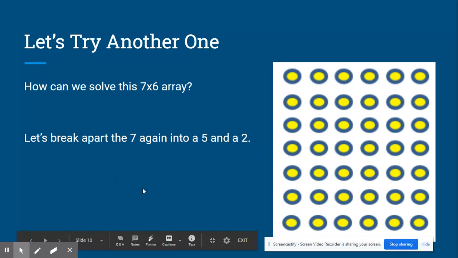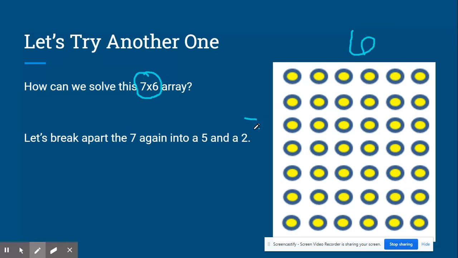Okay, so let's try another one. So we are now doing a 7 by 6 array. And just like we have been doing, you are breaking up that 7 into a 5 and a 2. So I'm going to go ahead and get it ready for you. Oh, I'm so sorry. That is a terrible line. Whoo, Mrs. Bushy was going too fast on that one. Goodness. Okay, so we are going to go ahead now. It's a little better, and get our equation set up.